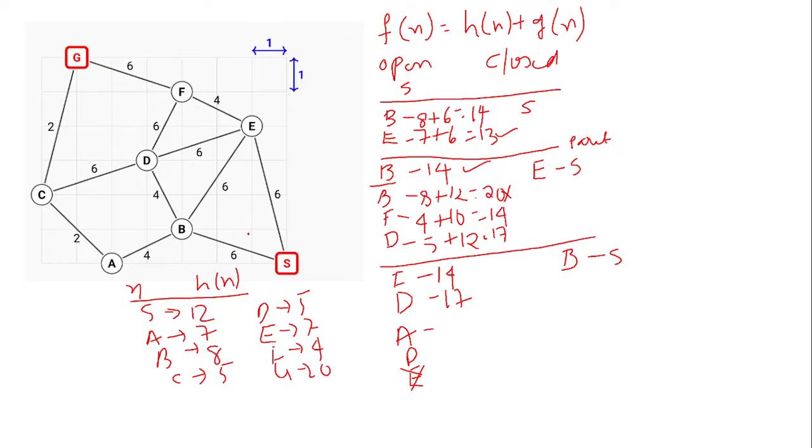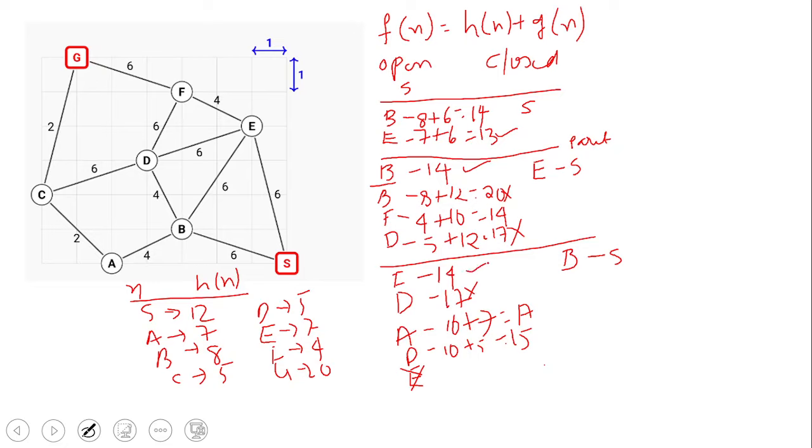So for A, the g of n value is 6 plus 4, 10, 10 plus this 7. So 17 for D. Now D is already there with 17. Now we'll see how much D will get here. So S to B and B to D, so 6 plus 4, 10. 10 plus D's 5, so 15. Now this 15 is the lower value. So you neglect the previous one and consider this D now. Previously this value we are neglecting. Now we have in the open list F with 14, A with 17 and D with 15.